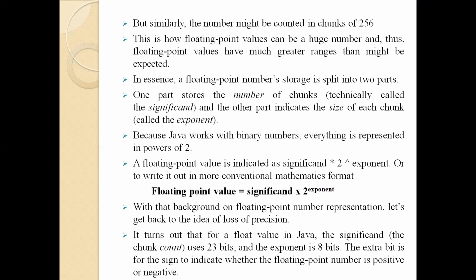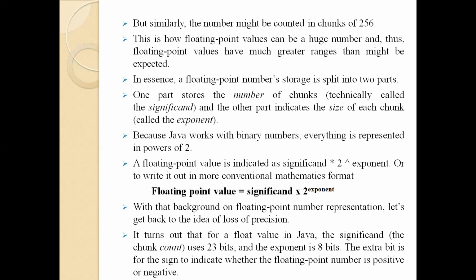In essence, a floating point number's storage is split into two parts. One part stores the number of chunks, technically called the significand, and another part indicates the size of each chunk, the exponent. Because Java works with binary numbers, everything is represented in powers of 2. A floating point value is indicated as significand times 2 to the power exponent, or to write it more conveniently in mathematical format, floating point equals significand into 2 exponent.